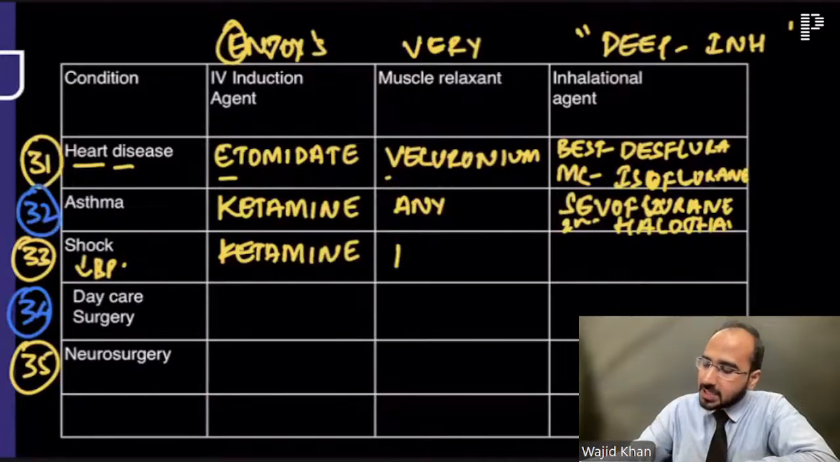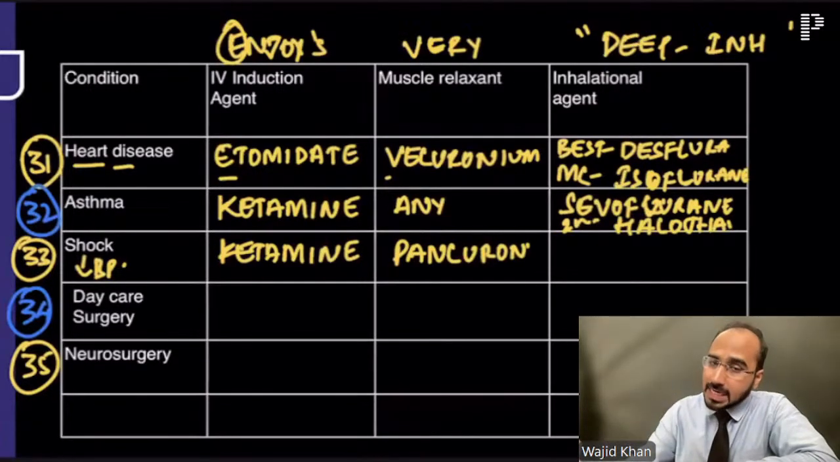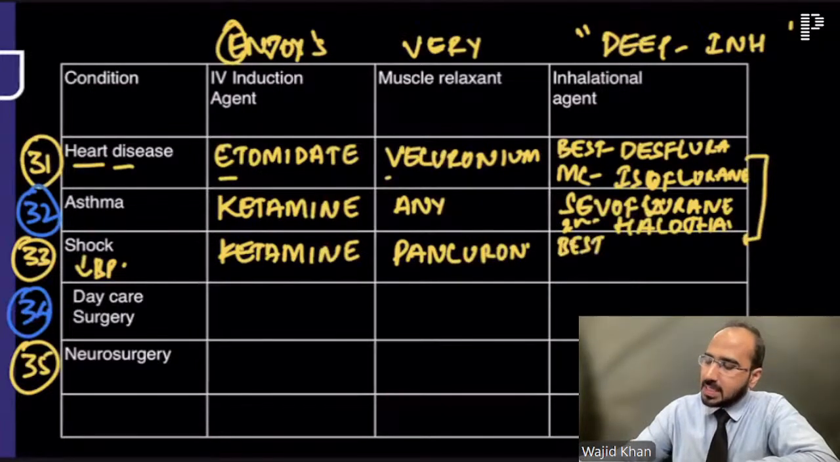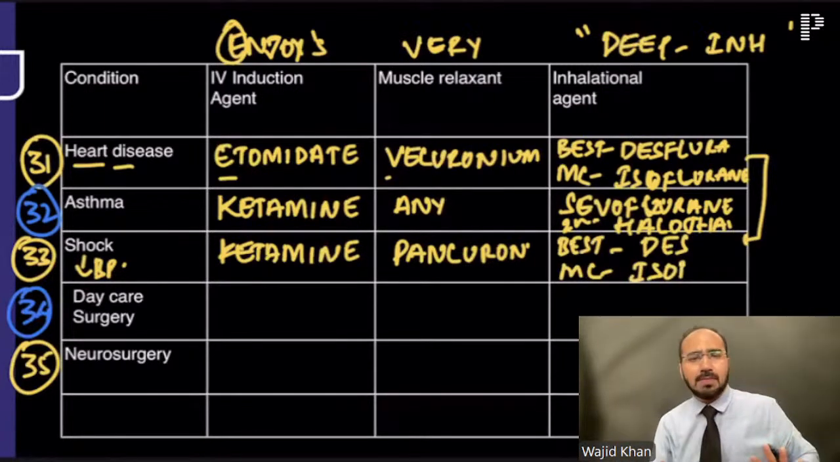Which is the muscle relaxant of choice in shock? Pancuronium. And which is the inhalational agent of choice in shock, guys? Same like heart disease, you can just copy it. Best is Des, and most common is isoflurane. I used to remember like this.